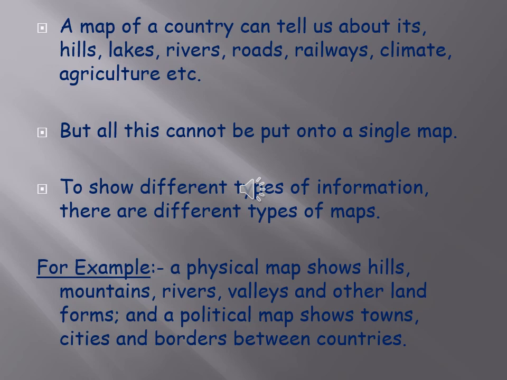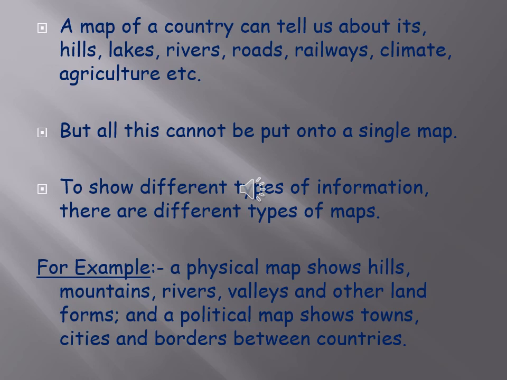We can't put all these things, the lakes, rivers, roads, all together, in a single map. Each and everything should be put on different kinds of maps, not all together in one map itself. So to show different types of information, there are different types of maps, like what? Hills, lakes, or the different countries. Together, we can't put it in one map.